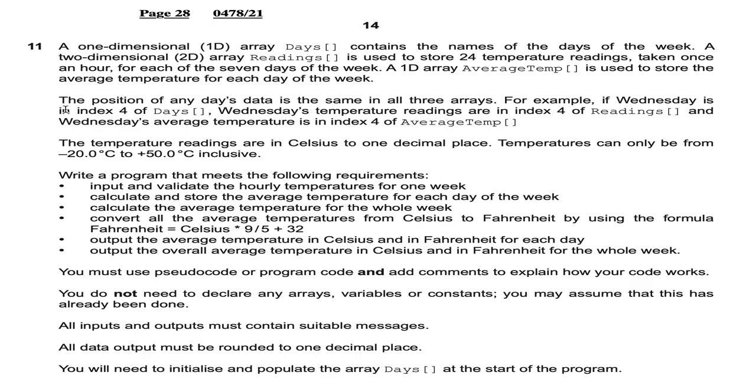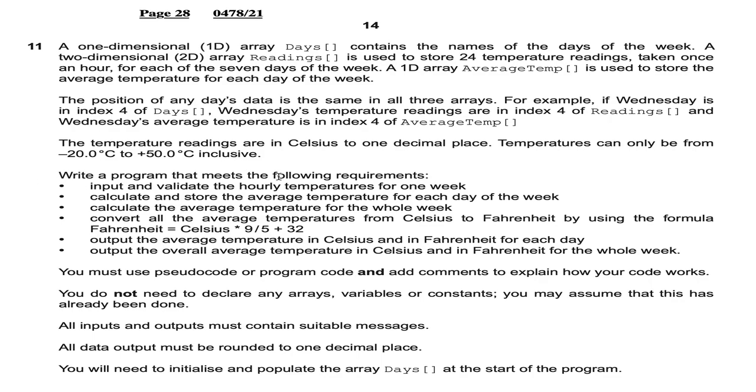Okay, let's continue. The position of any day's data is the same in all 3 arrays. For example, if Wednesday is in index 4 of days, Wednesday's temperature readings are in index 4 of readings, and Wednesday's average temperature is in index 4 of average temp. We'll go over what that means later. The temperature readings are in Celsius to 1 decimal place. Temperatures can only be from minus 20 degrees Celsius to plus 50 degrees Celsius, inclusive.